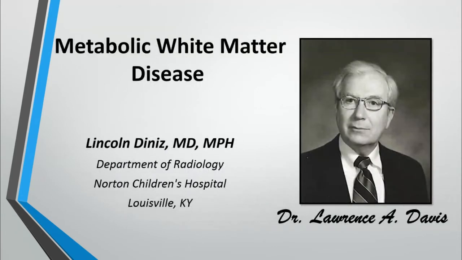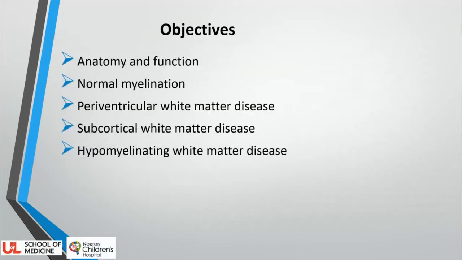Good morning. Metabolic brain disease is a vast topic. I'll try and keep it simple and short and point to important features of the disease as I go along. Listed are the objectives. I'll start with a brief recap of white matter anatomy and function, normal myelination, and then talk about each of the conditions, classified based on location and type of impairment of myelin.